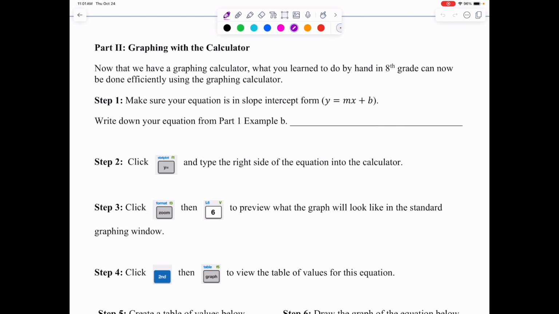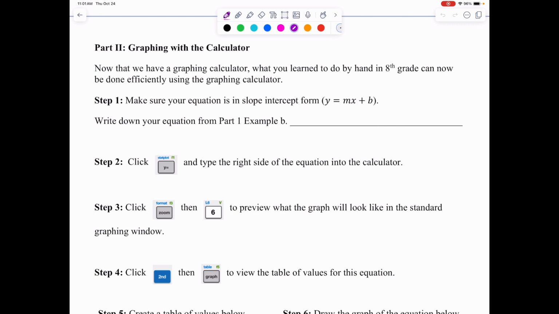Part 2 says, now that we have a graphing calculator, what you learned to do by hand in 8th grade can now be done efficiently using the graphing calculator. So we're going to go through step by step and talk about exactly how this graphing calculator can help us graph. And the first step is why we did part 1. You have to make sure your equation is in slope-intercept form, which is y equals mx plus b.